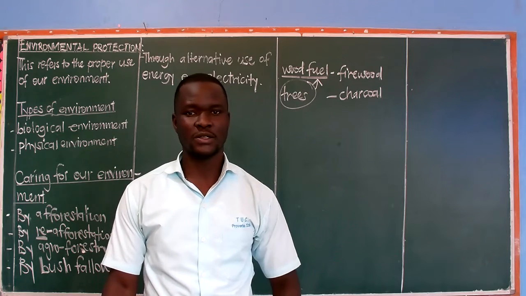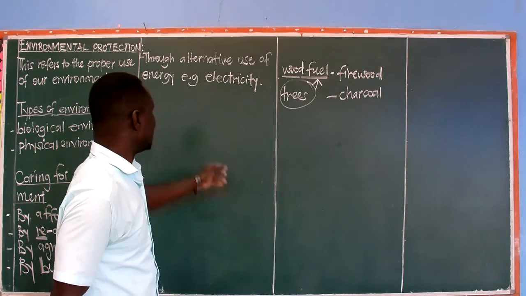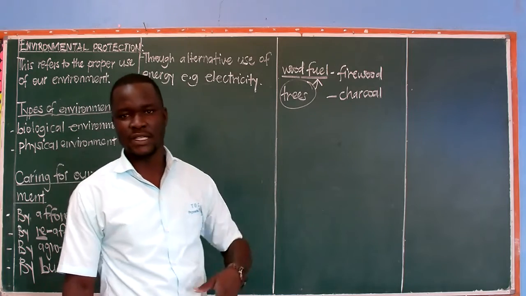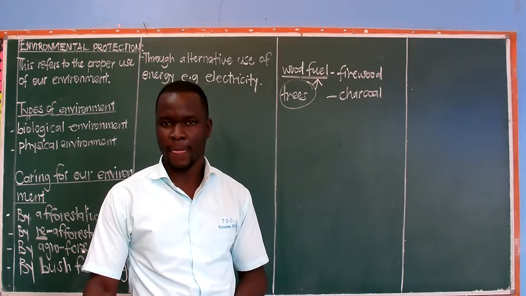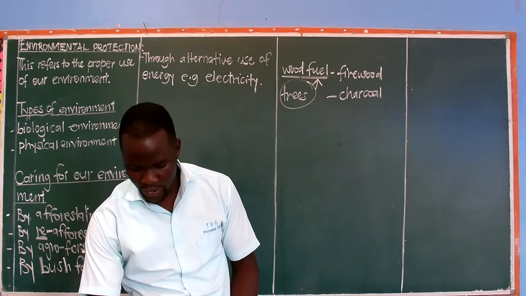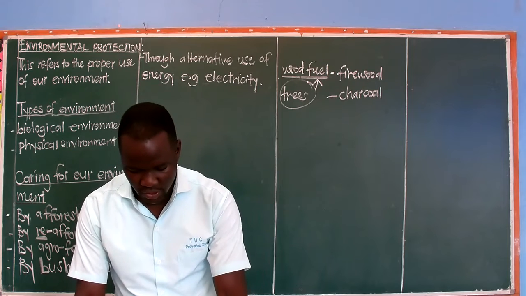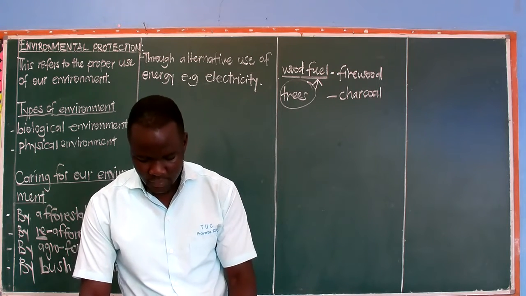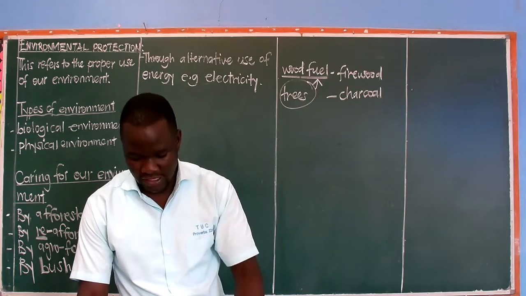So that calls for what we call rural electrification. This can be through rural electrification, that is extending electricity to rural areas, from village to village. So that is another way we can safeguard our environment. That is through alternative use of energy. And of course, this will help to conserve the environment.